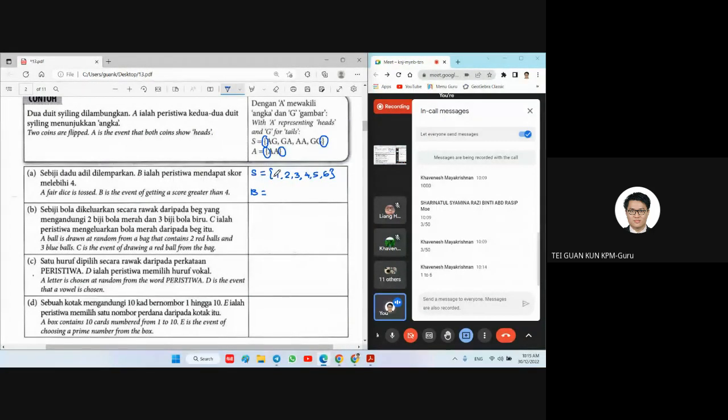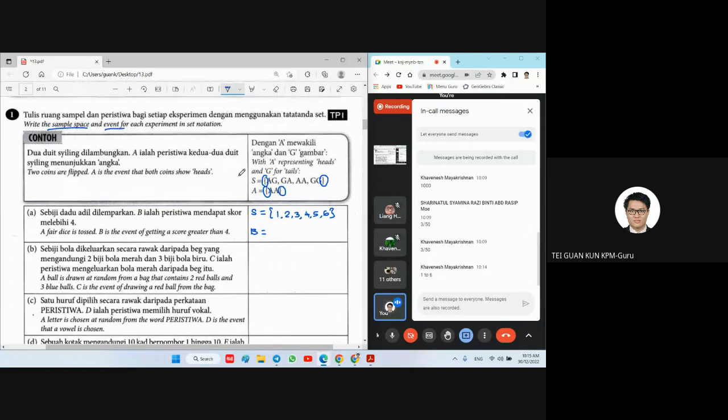Okay, so your answer must be in the set notation lah, as mentioned in the questions lah. Okay, jawapan mesti dalam bentuk set notation. Okay, so this is the sample space. Semua outcomes. Okay, bagi satu eksperimen lah. Okay, B is what? B is event. Okay, event of getting score greater than 4.